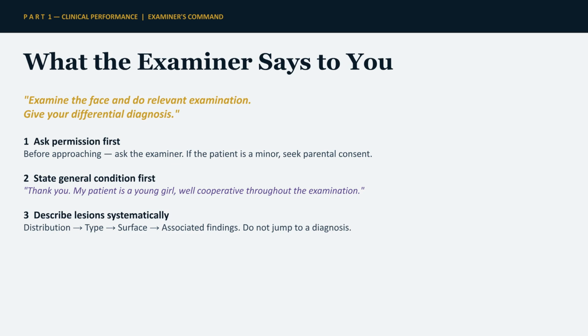The moment you start, state the general condition first. You say, "Thank you. My patient is a young girl sitting comfortably on the couch, well cooperative throughout the examination." Then follow this order every time: distribution, type of lesion, surface findings, associated findings. Do not jump to a diagnosis.